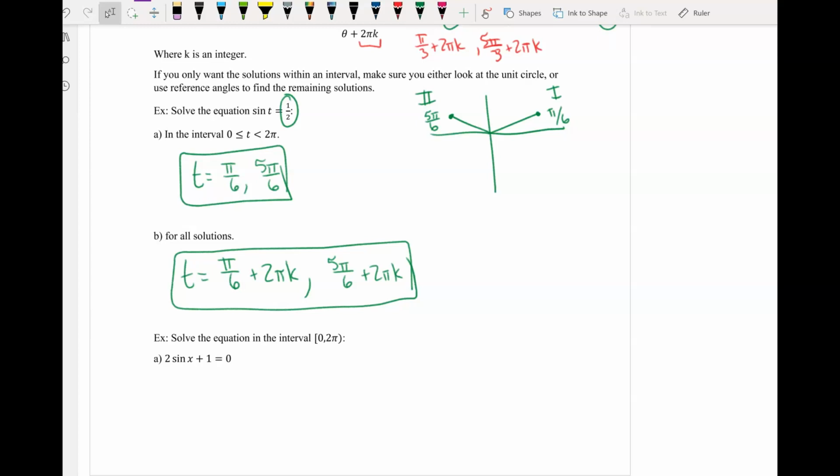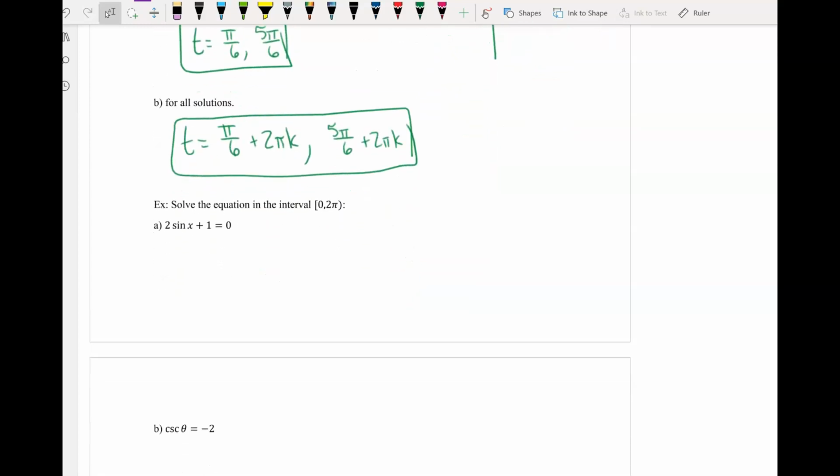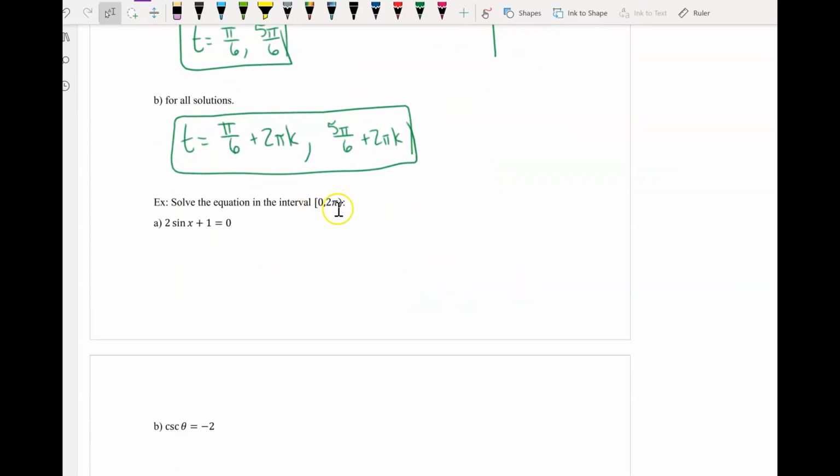Okay, so let's do a couple more examples. Let's solve this equation in the interval from 0 to 2 pi. So basically, we don't want the 2 pi k. I'm going to solve for sine, because we're going to isolate it. I'm going to move the 1 over, so we get 2 sine x equals -1. I'm going to divide by 2, and I get that the sine of x is equal to -1/2.